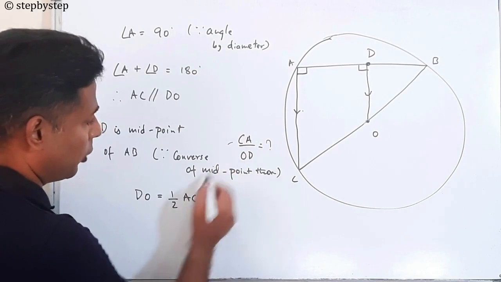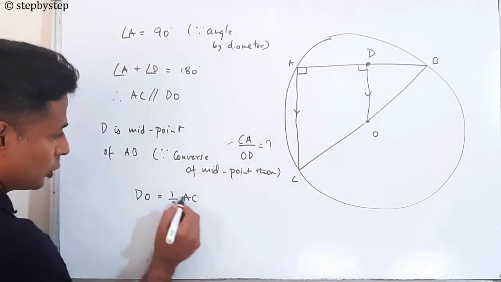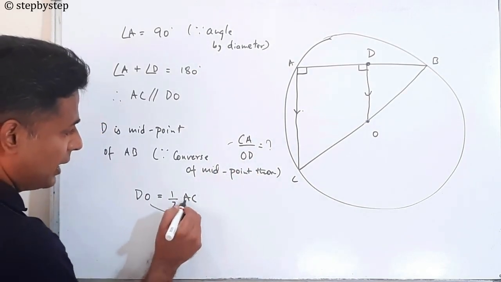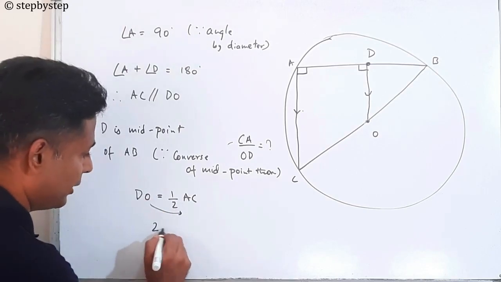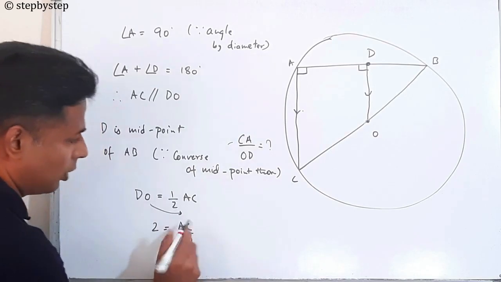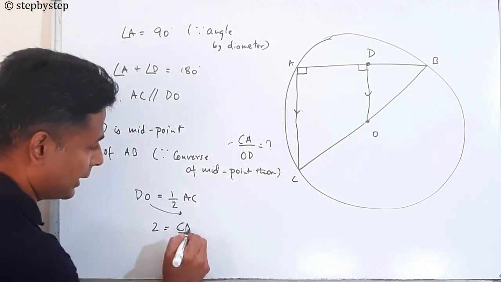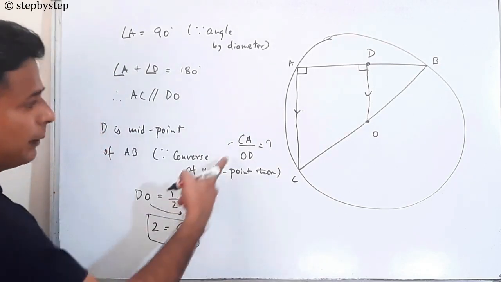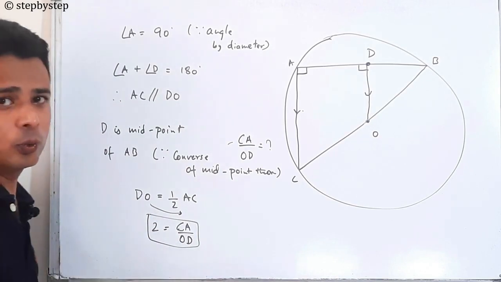Now we got DO equal to half of AC. They have asked us CA by OD. CA and AC is the same thing. So I'll transpose DO to this side and 2 to that side. So what do I get? 2 equal to AC by OD, or DO. You can write it as AC or CA. So what is CA by OD? CA by OD is equal to 2.